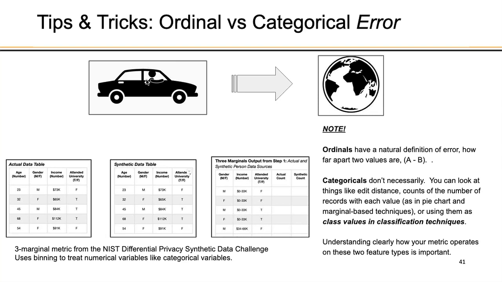But note that a lot of data is going to have both ordinal and categorical information, so understand and think clearly about how you're responding to both of them, or either one if you're only operating over one. But if you're operating over both, what are the constraints and interrelationships between those two things? Okay, next slide.